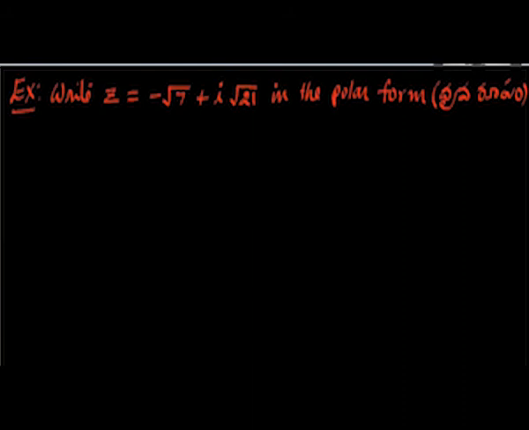Now consider this problem. Write z is equal to minus root 7 plus i root 21 in the polar form.